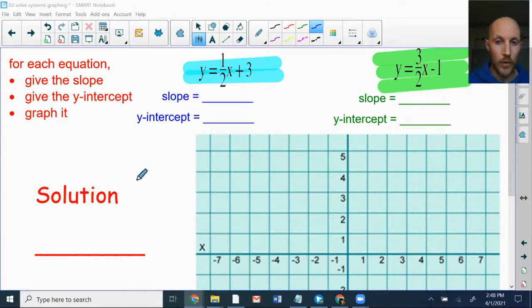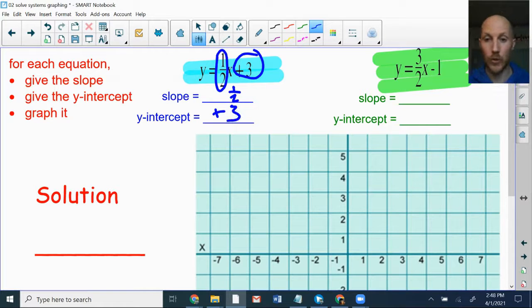Hey, let's do another example. So I got 2 more equations here. We're going to graph these both. Let's start with the blue one. So this blue equation has a slope of 1/2. So that's going to give me a rise going up 1 space and a run of 2 to the right. The y-intercept at the end of the equation right there is positive 3. Let's go ahead and graph this one.